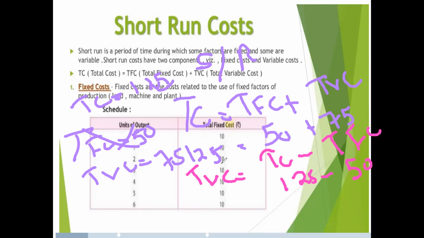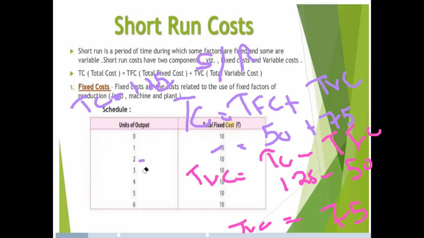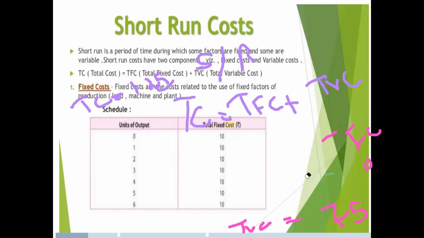Then the TVC value therefore equals 75. Likewise, by referring to this TC equation, I have already substituted the numerical values.